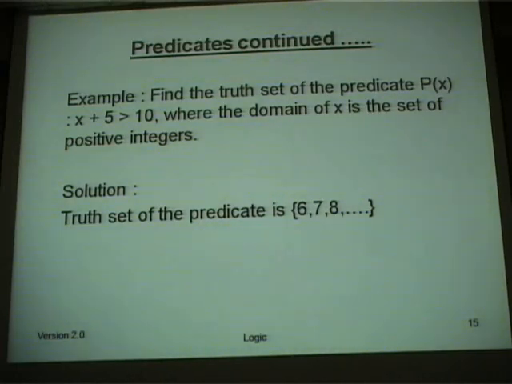So let me stop this. Five minutes for the debate. You can find the truth set of the predicate P(x), where the domain of x is the set of positive integers. So remember that is very important. When you get a predicate, the domain must be stated. Sometimes predicates are given without specifying the domain. That is wrong. That is completely wrong. You have to define the predicate on a domain.